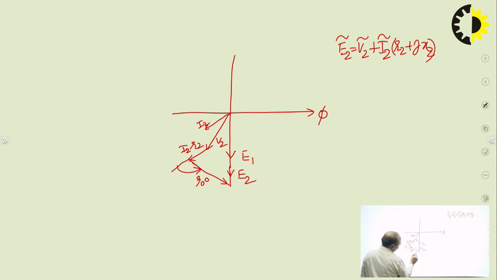This is I2X2, and the phasor sum of V2, I2R2 and I2X2 is E2. So this is the secondary side phasor diagram of the transformer at load condition. Now at the primary side we have I0, the no load primary current, which has two components: the magnetizing component Iμ and the core loss component IC, and the phasor sum of these two is the no load primary current I0.